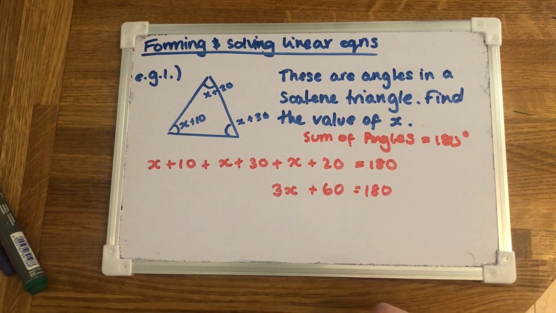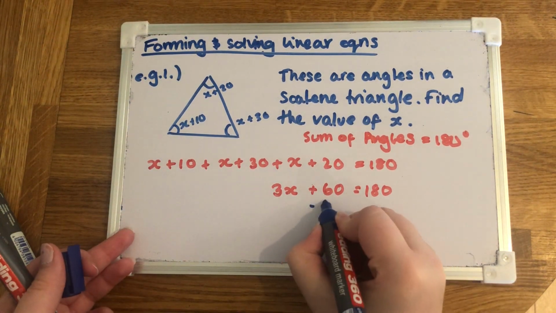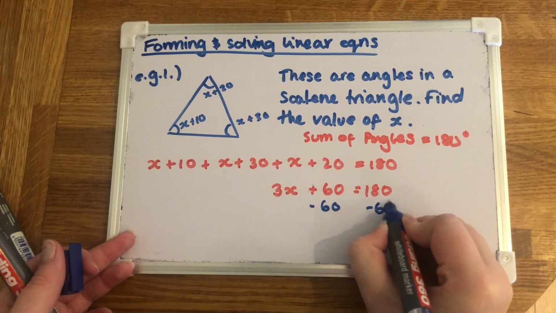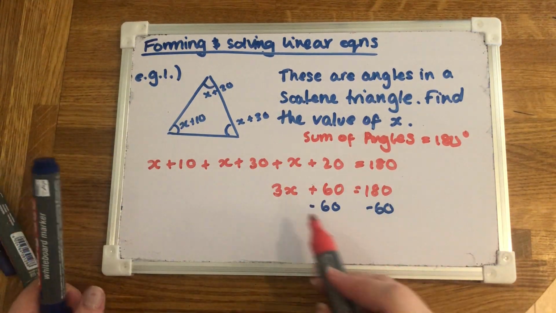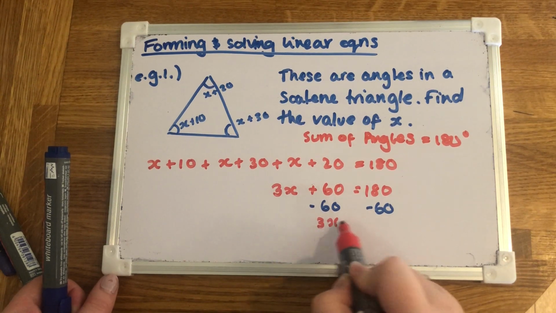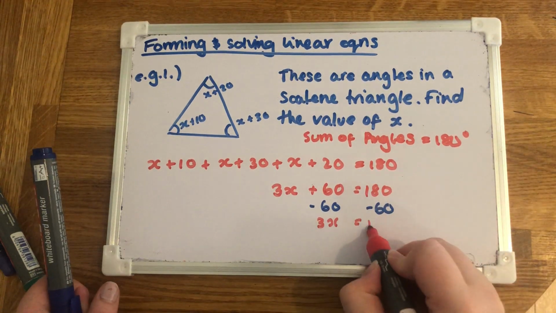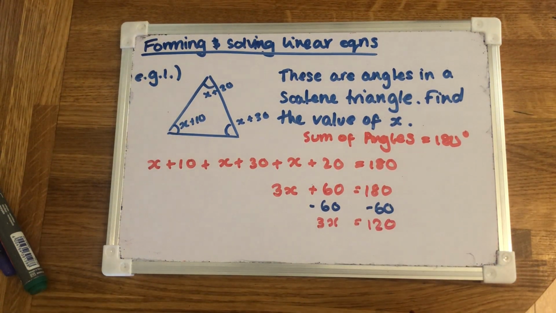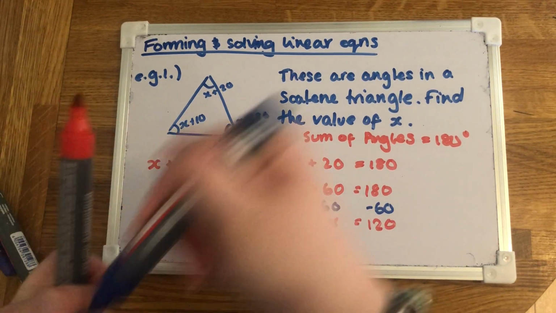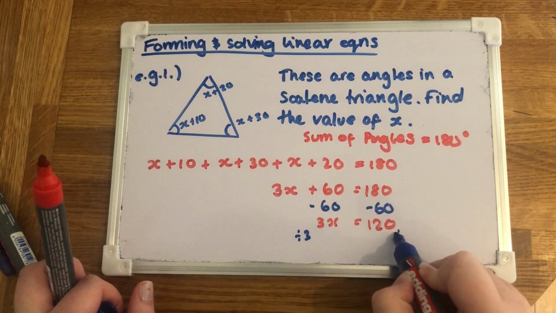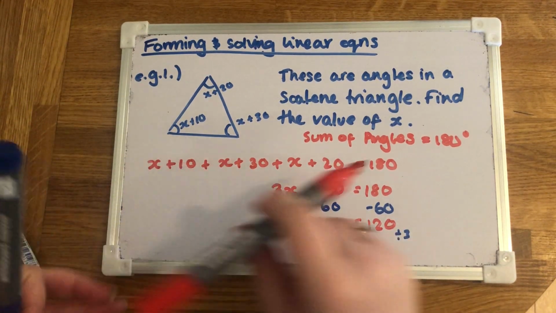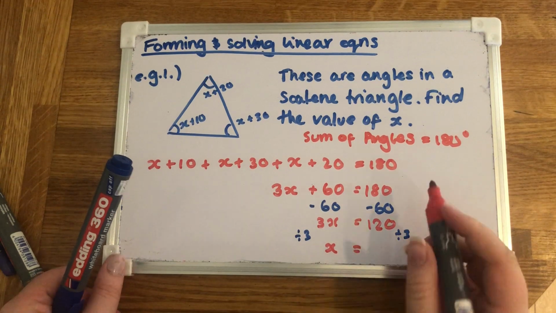Okay, and then we just solve it how we've done it before. So we don't want this plus 60, so that means we're going to have to subtract it from both sides. Okay, because we're going to end up just being left with x. So 3x will still be there. 60 take away 60 means there's nothing, and then 180 take away 60 is 120. Okay, and then we need to divide by 3 because we just want 1x. Okay, so x will be equal to 40.